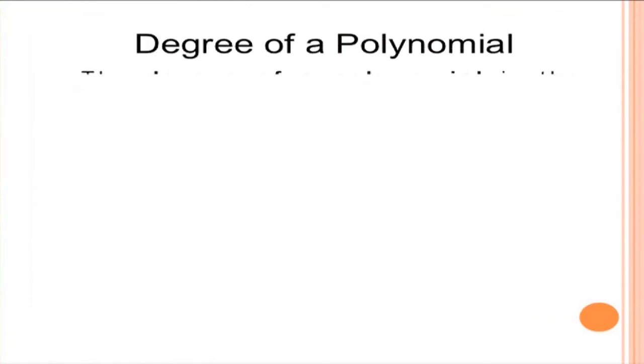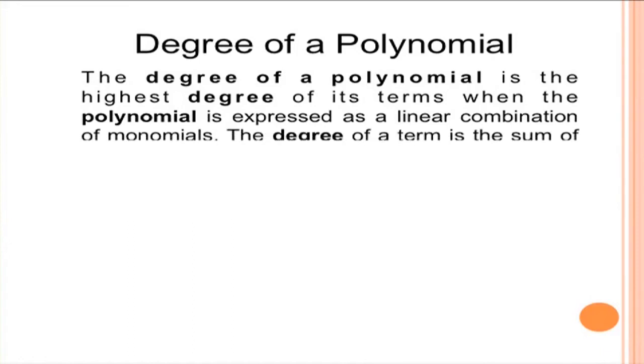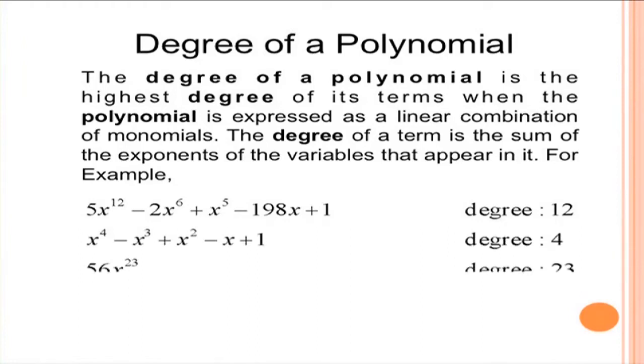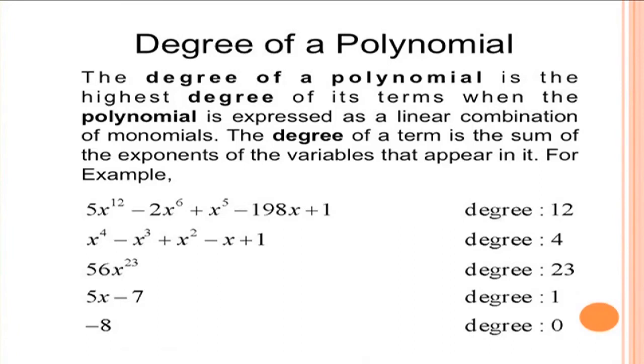The degree of a polynomial is the highest degree of its terms when the polynomial is expressed as a linear combination of monomials. The degree of a term is the sum of the exponents of the variables that appear in it. For example, in the polynomial 5x to the power 12 minus 2x to the power 6 plus x to the power 5 minus 198x plus 1, the degree of this polynomial is 12. In the second polynomial x to the power 4 minus x cube plus x square minus x plus 1, the degree is 4 and so on. If you observe the last polynomial minus 8, the degree here would be 0.